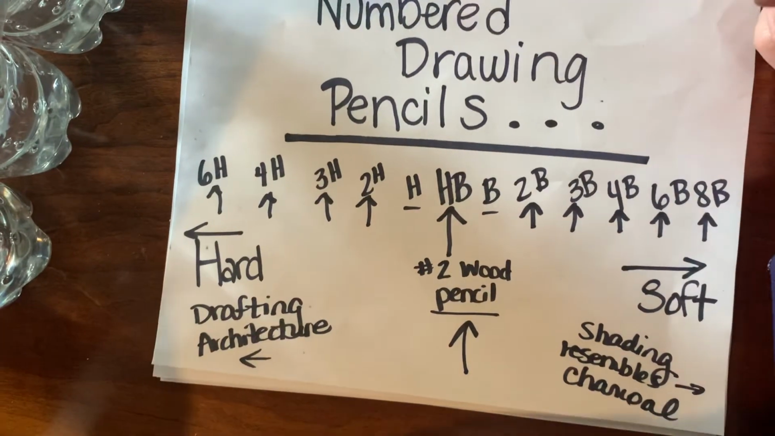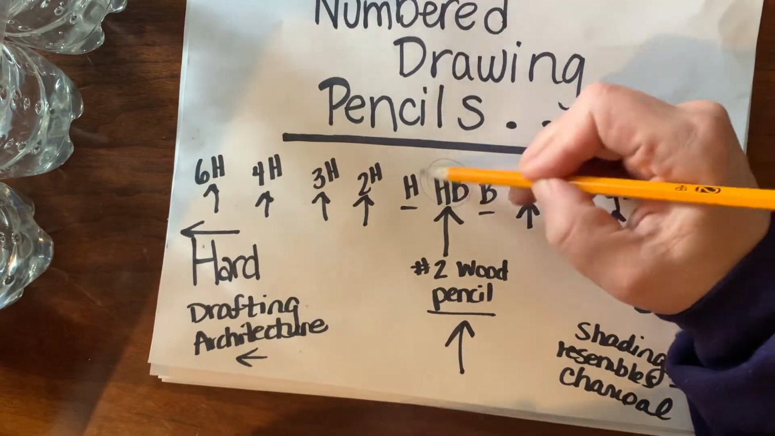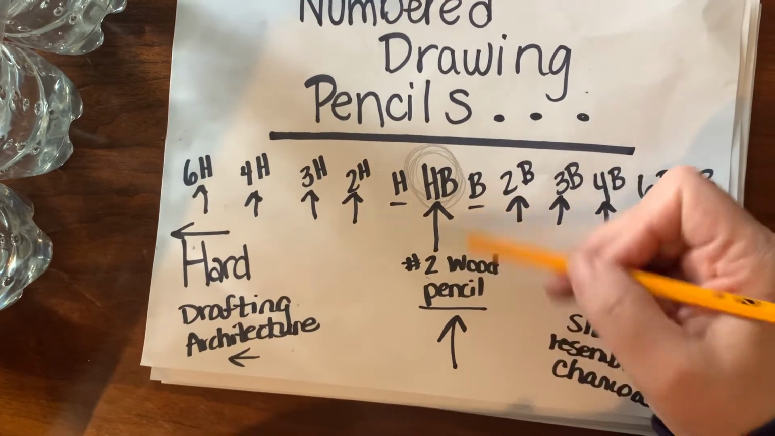So the drawing pencils are numbered. 6H, sometimes they can be harder than that. HB, if you'll look right here, an HB is kind of like a number 2 wood pencil. It's real important to know that.